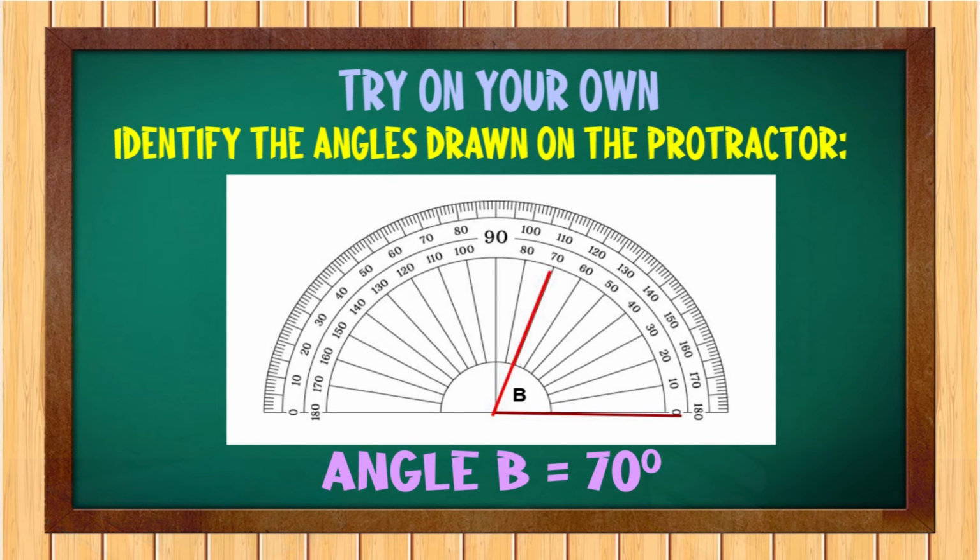If you guessed that the angle labeled B is measured 70 degrees, then you are correct. Okay? On the protractor, you can identify that the angle starts at 0 and it stops at 70. Therefore, the size of that angle is simply 70 degrees.